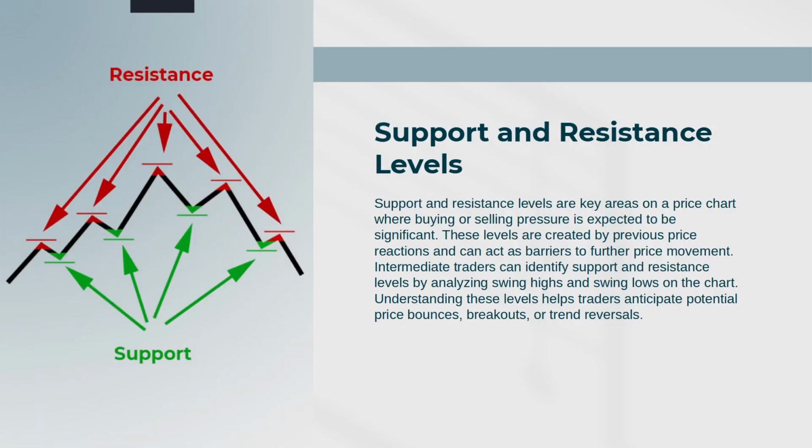Support and resistance levels. Support and resistance levels are key areas on a price chart where buying or selling pressure is expected to be significant. These levels are created by previous price reactions and can act as barriers to further price movement. Intermediate traders can identify support and resistance levels by analyzing swing highs and swing lows on the chart. Understanding these levels helps traders anticipate potential price bounces, breakouts, or trend reversals.